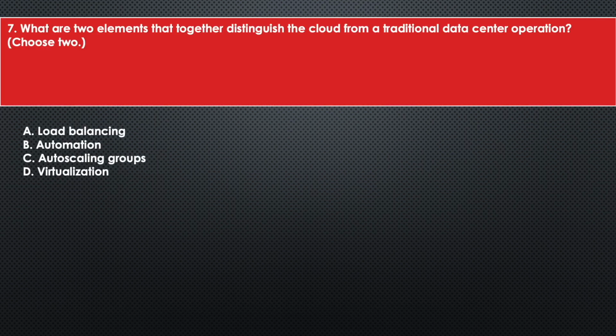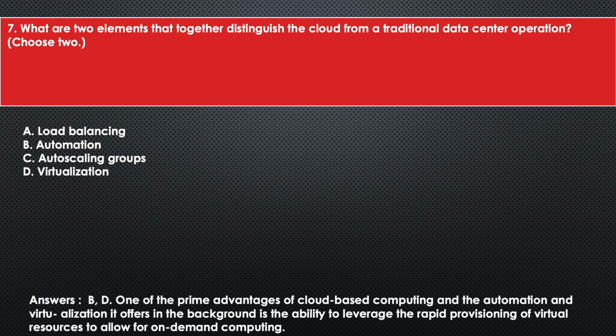7. What are two elements that together distinguish the cloud from a traditional data center operation? Choose 2. A. Load balancing. B. Automation. C. Autoscaling groups. D. Virtualization. Answers: B, D. One of the prime advantages of cloud-based computing and the automation and virtualization it offers in the background is the ability to leverage the rapid provisioning of virtual resources to allow for on-demand computing.